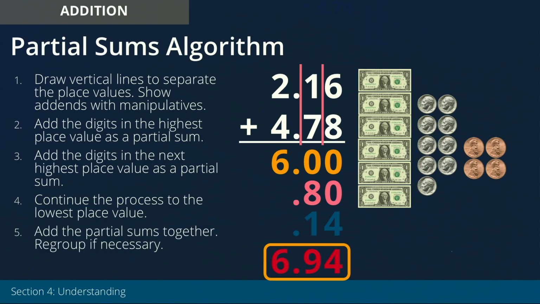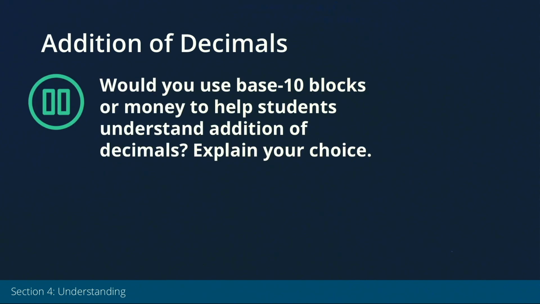To figure out the answer to this problem, or what I would want to call the sum, I can add those partial sums together. So when I add $6 plus 80 cents, that's $6.80, plus 14 cents more would be $6.94. Or if I'm just interpreting that in its decimal form, that's 6 and 94 hundredths.